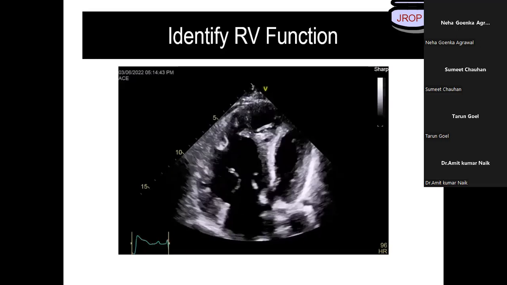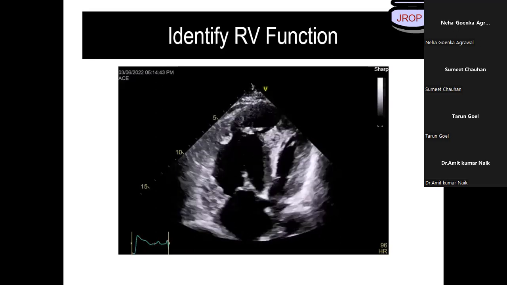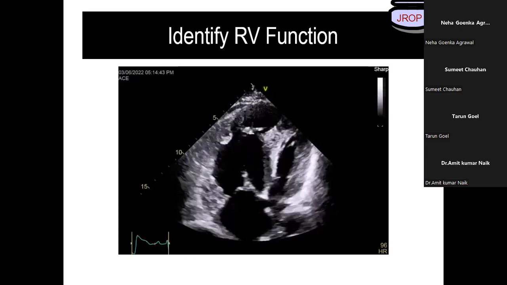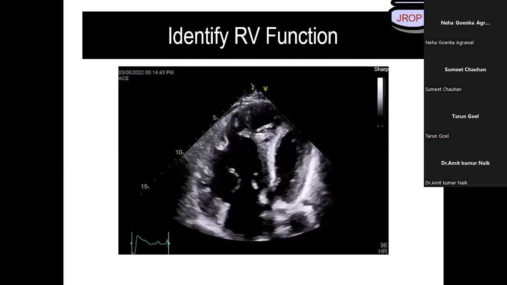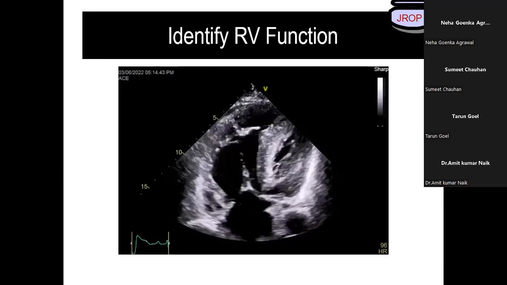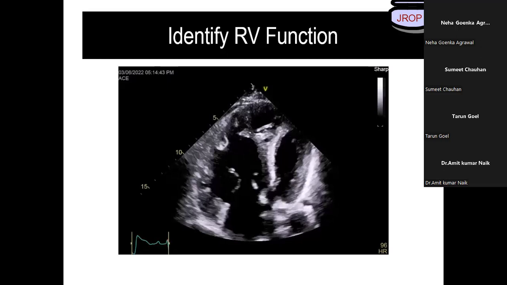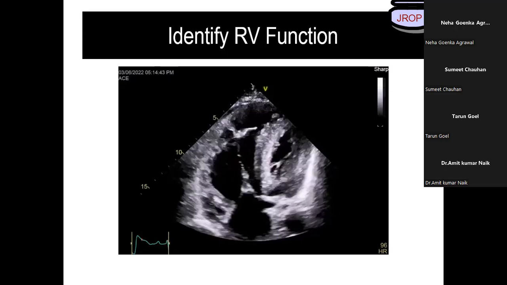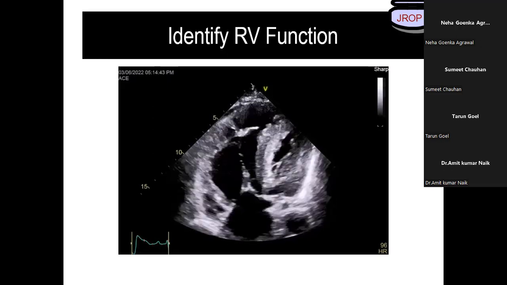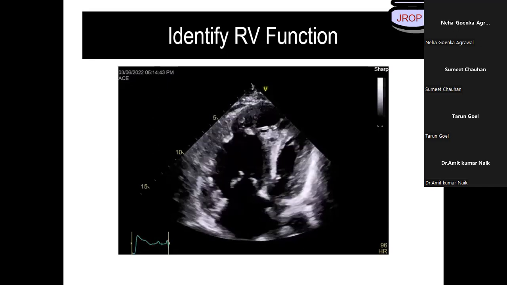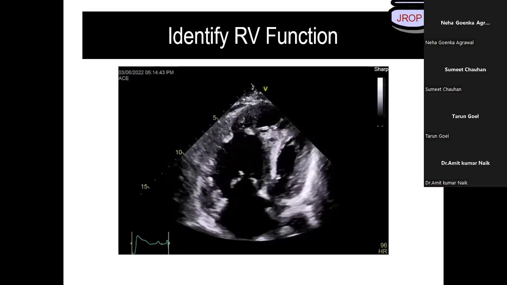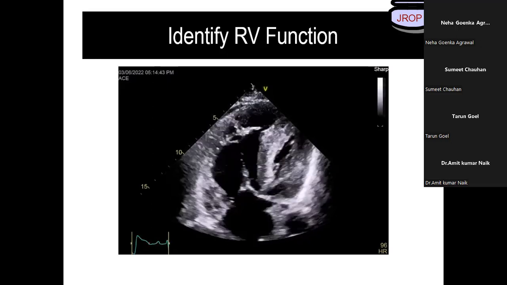Identify, don't tell me this is ARVC. RV function. This is not arrhythmogenic right ventricular cardiomyopathy. Reduced, normal or abnormal? Your voice is breaking. I just didn't hear the next question. Hello, is the function normal or abnormal? So it is dilated. It is abnormal. Abnormal is reduced, right? Yes.